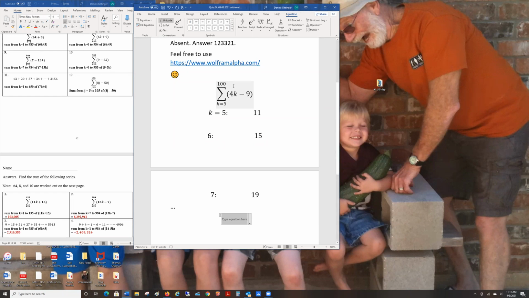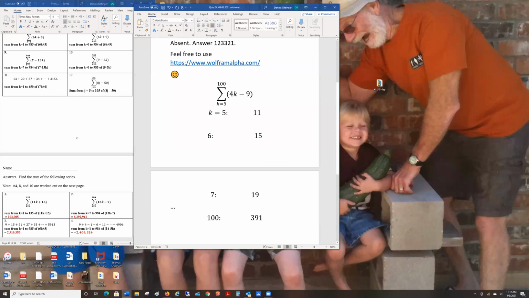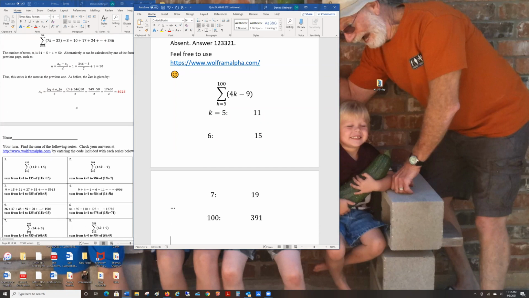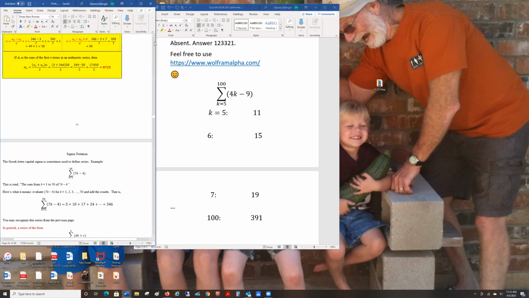The last number you plug in is 100, but that doesn't mean that the last number of the series is 100. Just like the first number you plug in is 5, but the first number of the series is 11. So now we're going to plug in 100. When we plug in 100, we get 4 times 100 minus 9, which is 400 minus 9. I think that's 391, but that's just a wild guess. Okay, not that wild. All right, then we go to the formula.